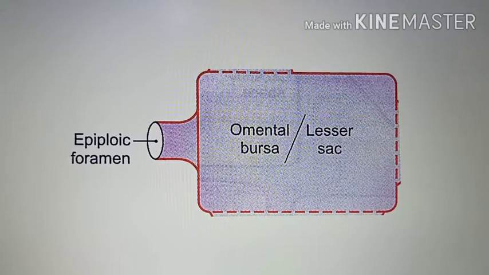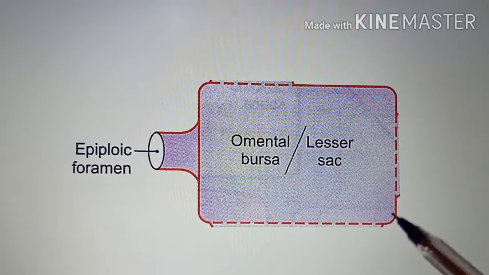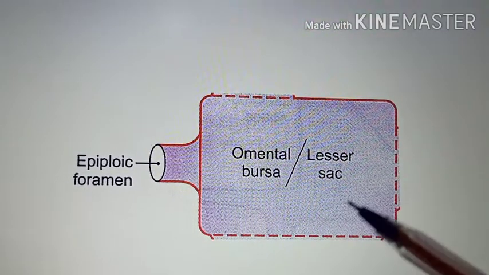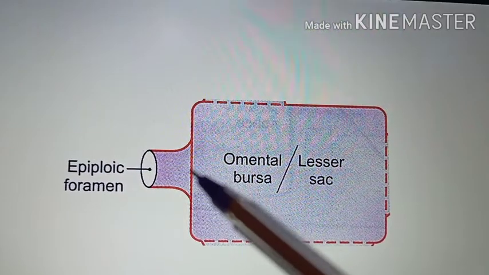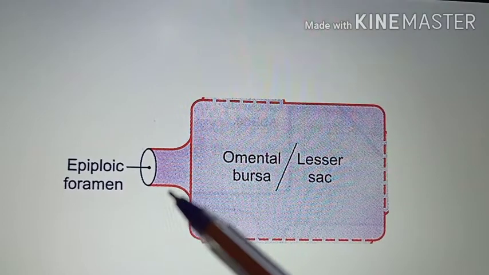Now coming to the shape of the lesser sac. The lesser sac resembles an empty hot water bag. The opening is directed towards the right side. So this is the diagrammatic representation of the shape of the lesser sac. It is resembling an empty hot water bag. The opening of the sac is situated at the right margin. So in this picture, this is the right side. So here we are having the opening.